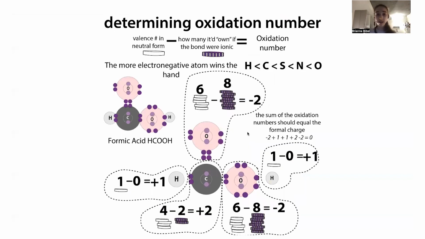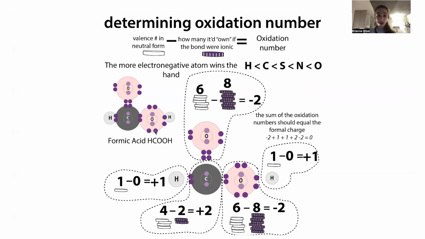And so we can think about this. I'm just showing as white, we have this valence number in the neutral form. And then in this purple and white stripe, this was how many it would own if the bond were ionic. If we subtract the number that it would own from the number that it would have in its neutral form, then we get the oxidation number. And so this is the hypothetical charge that it would have if these atoms were to actually split up.